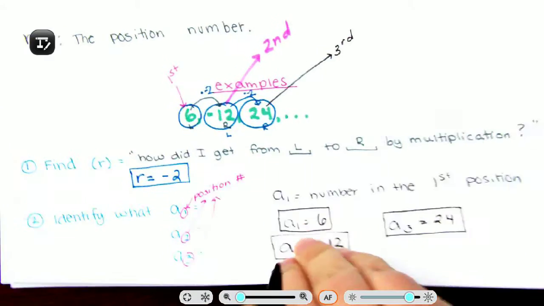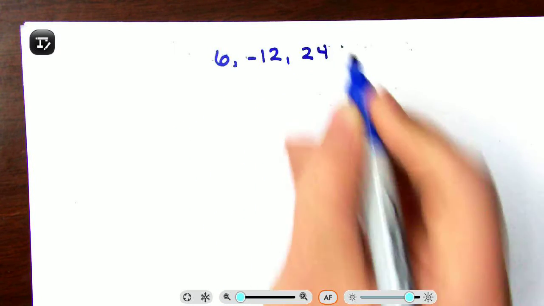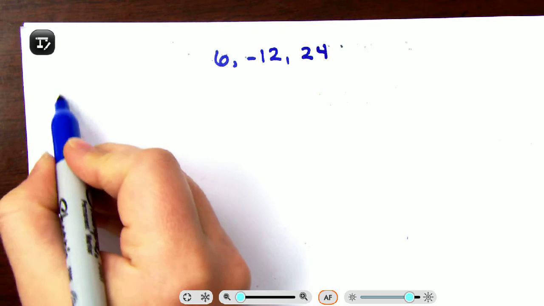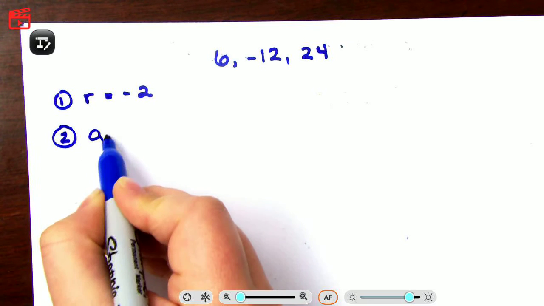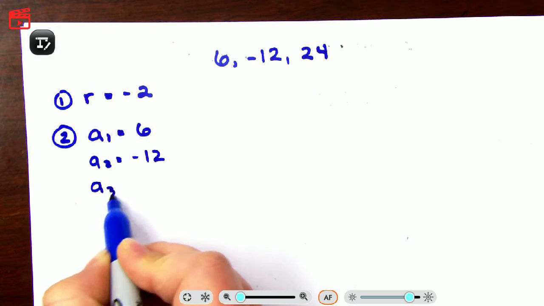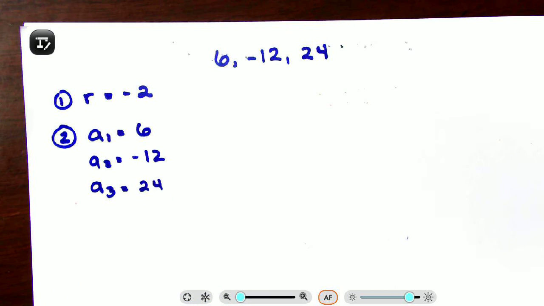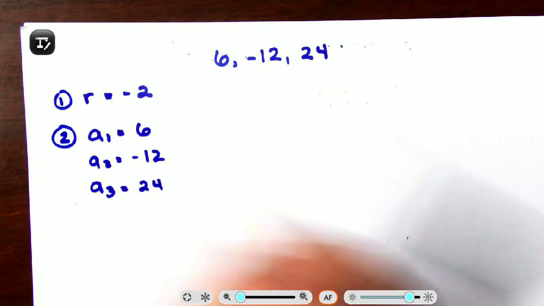All right, let's do the equation now. I'm going to write the sequence one more time. So this is the sequence that we have: 6, comma, negative 12, comma, 24. The information that you said for number 1, you said r was negative 2. For number 2, we said a sub 1 is 6, a sub 2 is negative 12, and a sub 3 we said was 24. This is the information on this page. I just copied it down. All right, so now we want to write the equation.